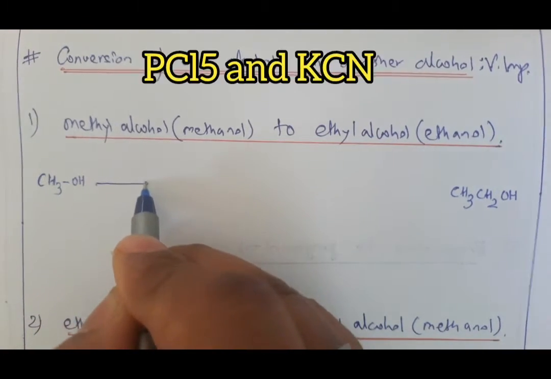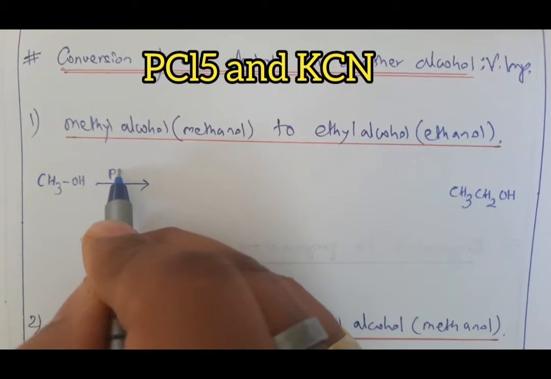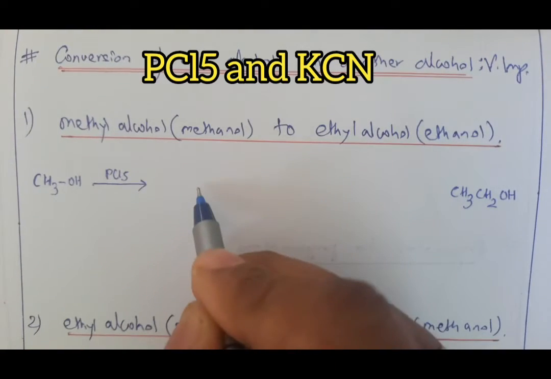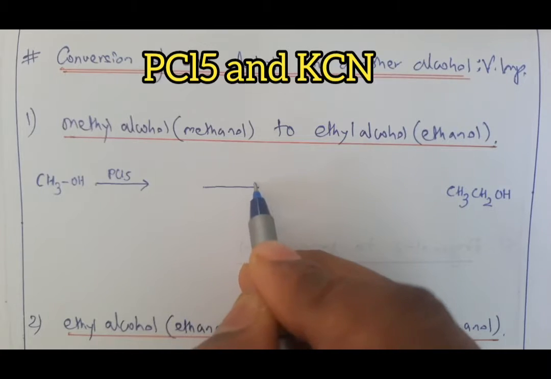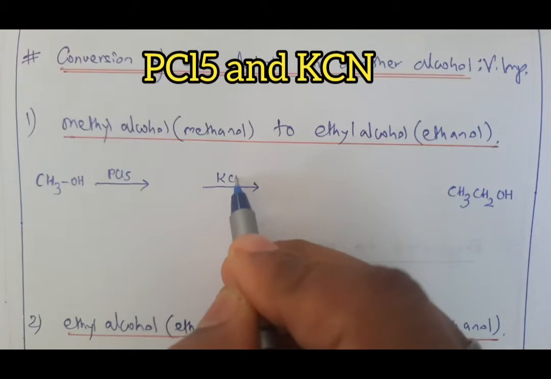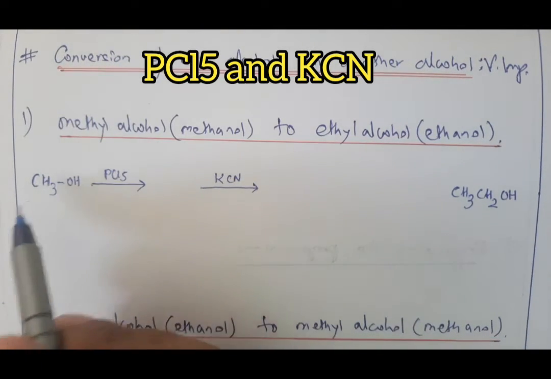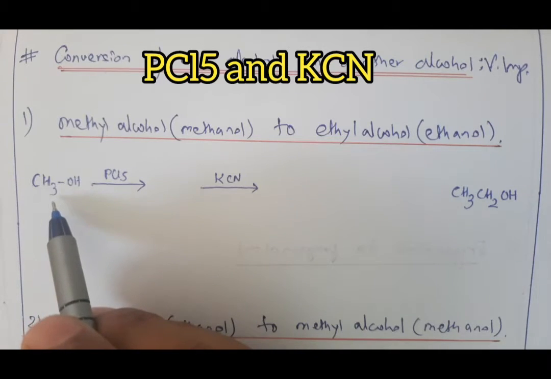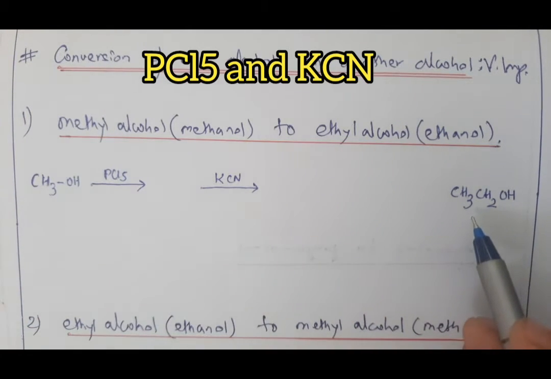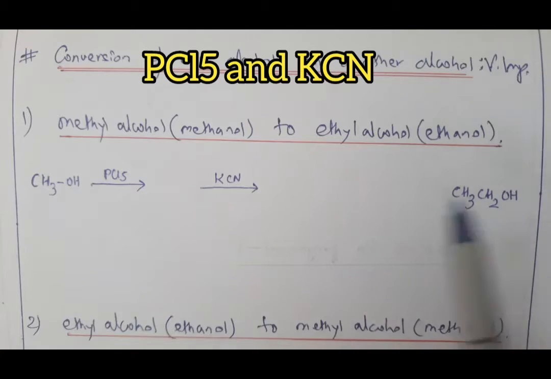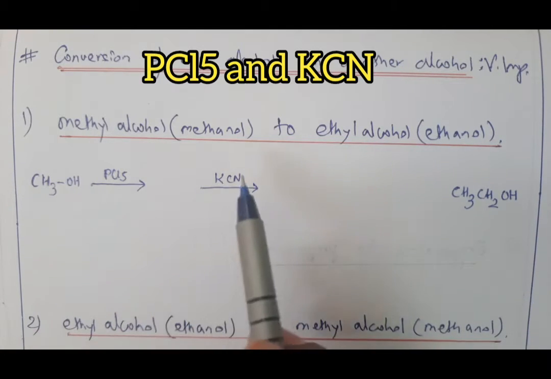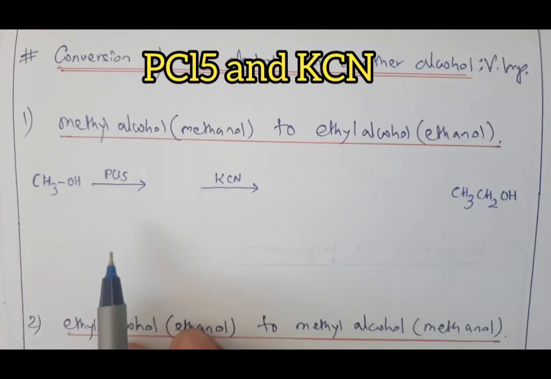To increase carbon, always remember, if it is alcohol, put PCl5 first, followed by KCN. These are the two things we are going to use. In methyl alcohol there is one carbon, and in ethyl alcohol there are two carbon. So whenever you want to increase carbon from alcohol, you have to put PCl5 and KCN. Do remember, it's a trick.